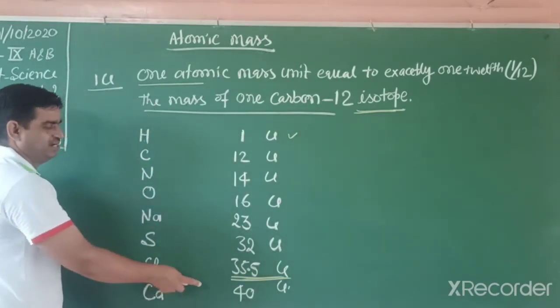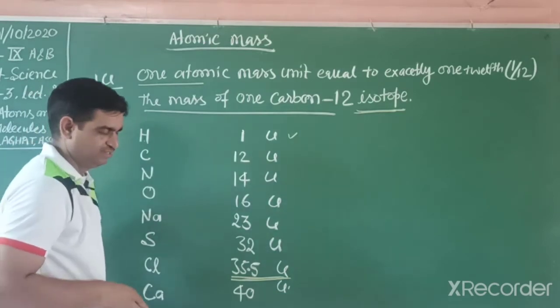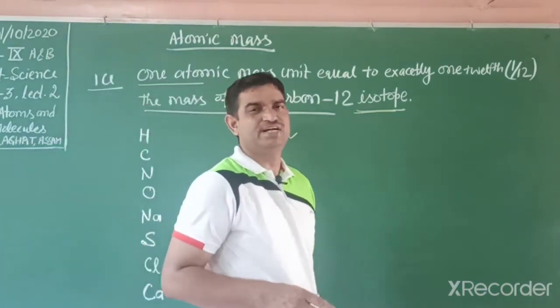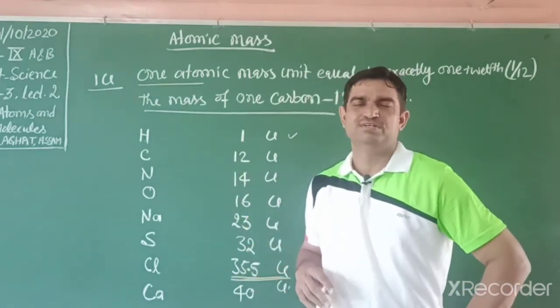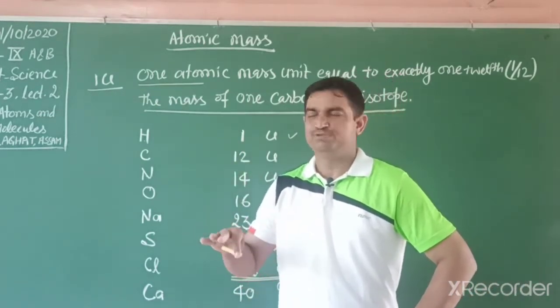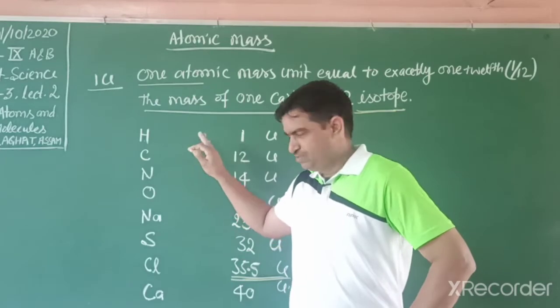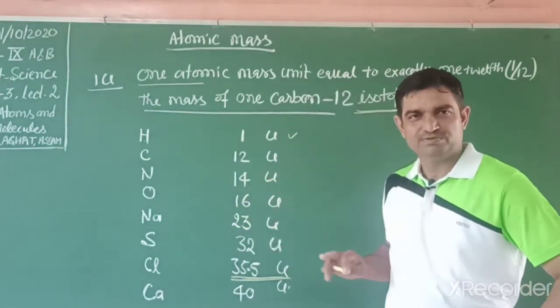And calcium mass is 40 u. In this way, we can find all the element masses, and that mass is given in your periodic table. If you remember these, then very good.